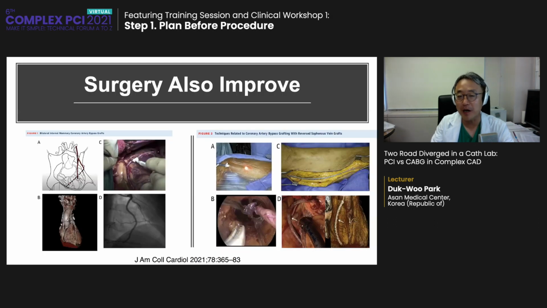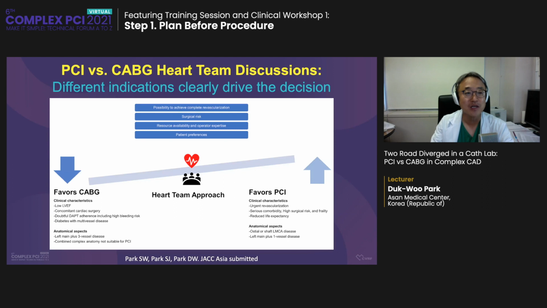Also, the surgery part has concomitantly improved over time: LIMA or radial artery grafts, graft harvesting techniques improved, and SVG graft technique also improved. That is an important part of bypass surgery. The patient definitely has a different indication, and clinical and anatomic characteristics clearly drive the decision making. Some patients favor bypass surgery, some favor PCI. Also, we should require a heart team approach.